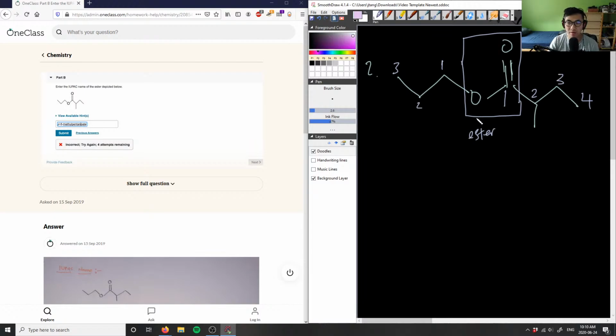Well, it's very easy now. How do we name our ester? The nomenclature for an ester is in 2 parts. The first part is the alcohol part. The second part is the ester part. So let's name the alcohol first. This here is our alcohol. So we have 1, 2, and 3, which means this would be a propyl group.